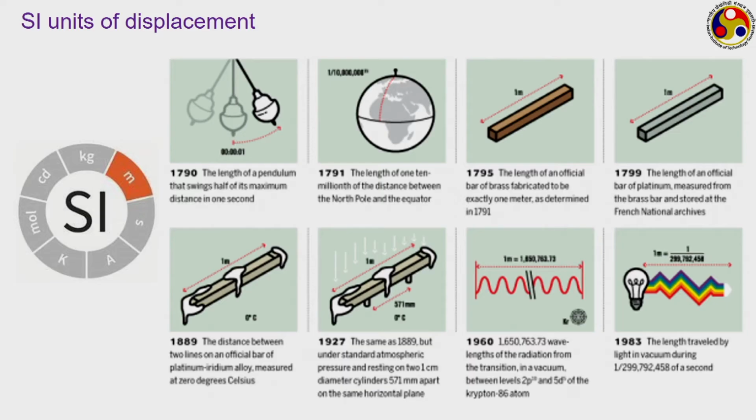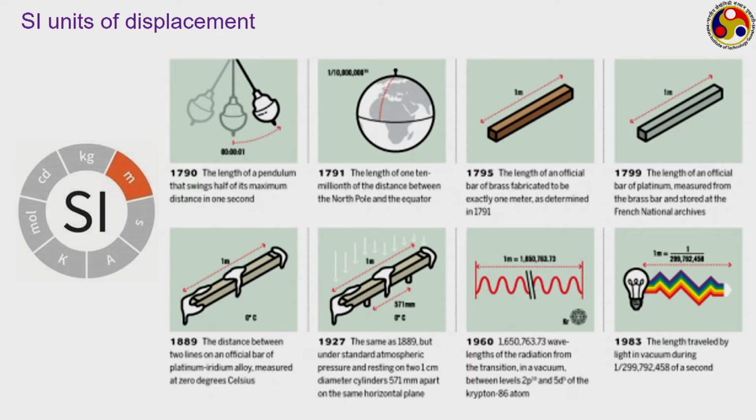If we just look at the figures or numbers that we have here, in the year 1790 or around that time, before the SI unit was standardized, people were mostly concerned about the use of the CGS systems, or the metric system had just started to become popular compared to the fundamental English units. So, during that time 1 meter was defined as the length of a pendulum that swings half of its maximum distance in 1 second. So, by measuring the half swing period as 1 second, whatever length we get, that is 1 meter.